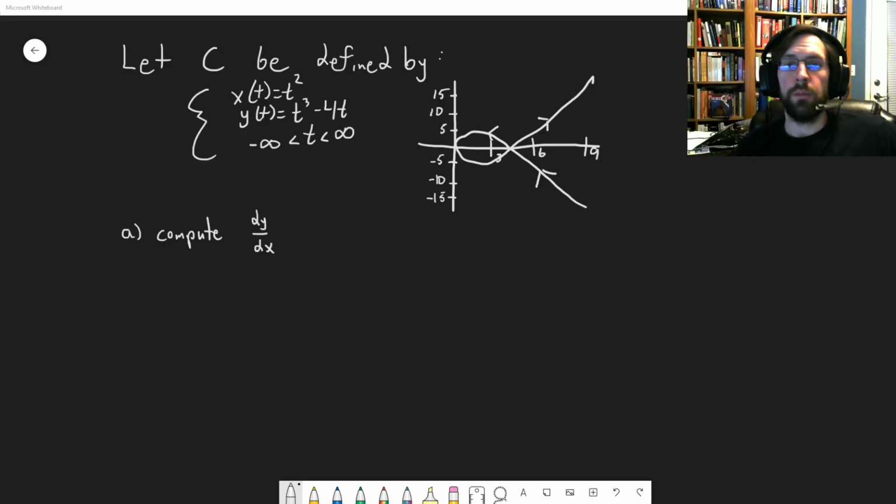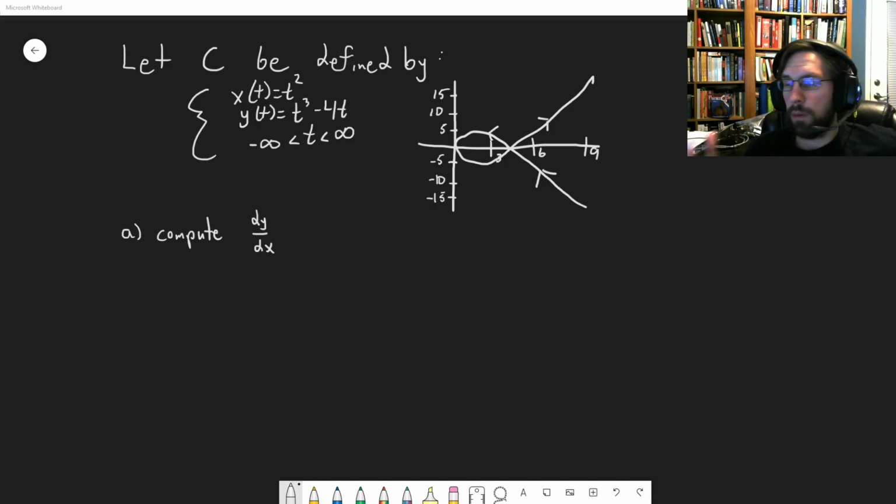Hello again, and we're going to use derivatives on parametric curves to look at the following set of problems. So we're going to let C be defined by x of t is t squared, y of t is t cubed minus 4t. We're going to let t go from negative infinity to infinity, and we looked at how to graph this in a previous example.